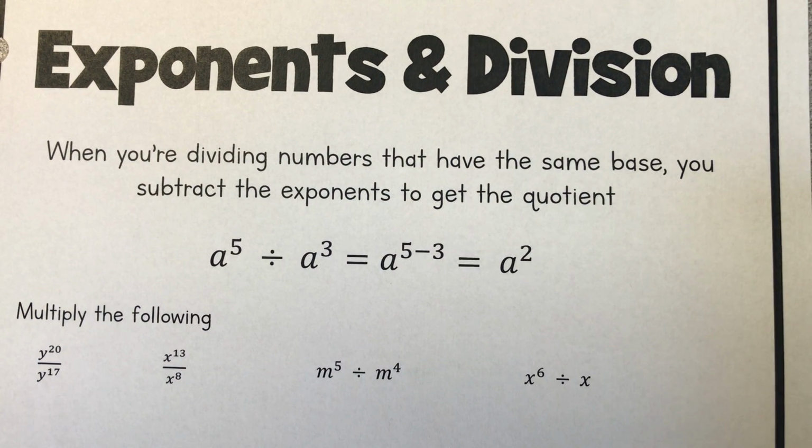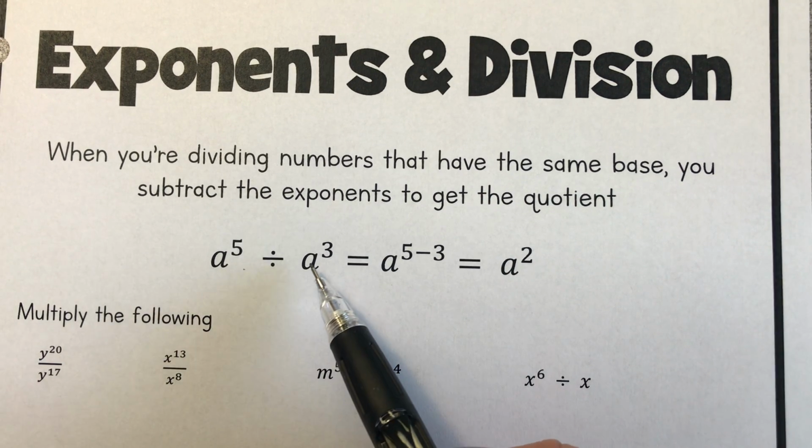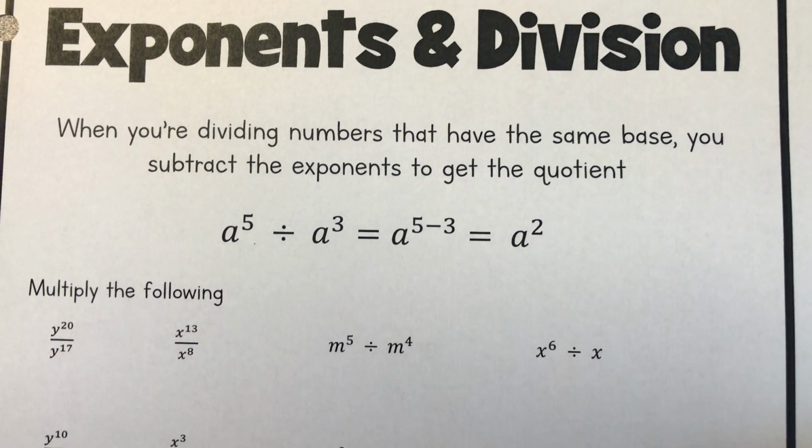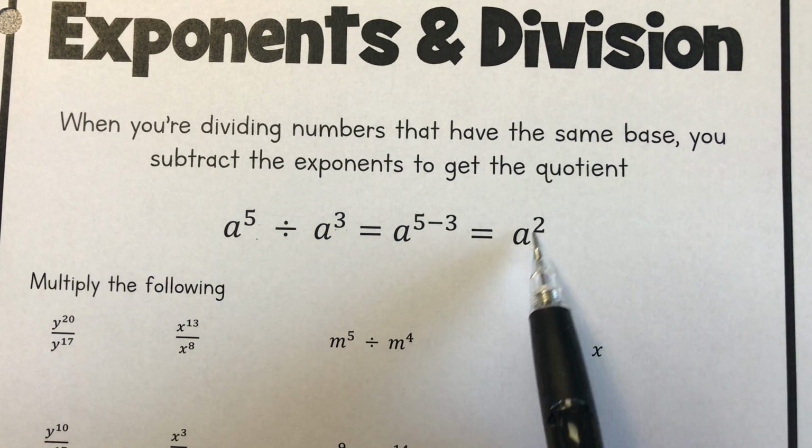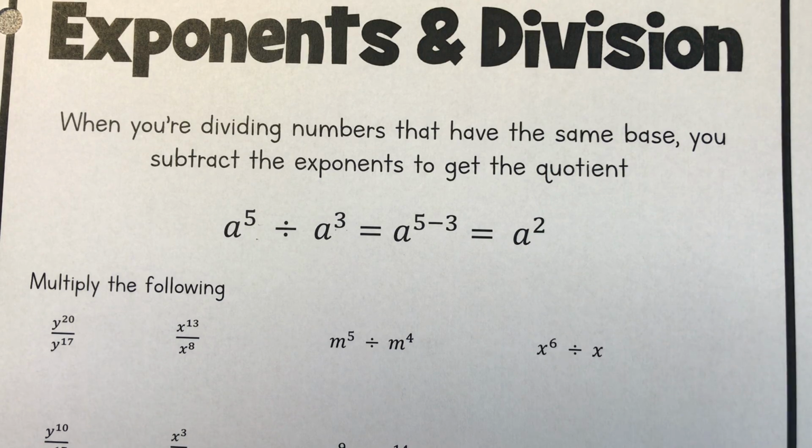Today we're going to talk about what happens when we're dividing numbers that have the same base. Yesterday we talked about products, and today we're going to talk about quotients. So for example, if I have a to the fifth divided by a to the third, all you have to do is subtract those exponents, 5 minus 3, to get a to the second power.